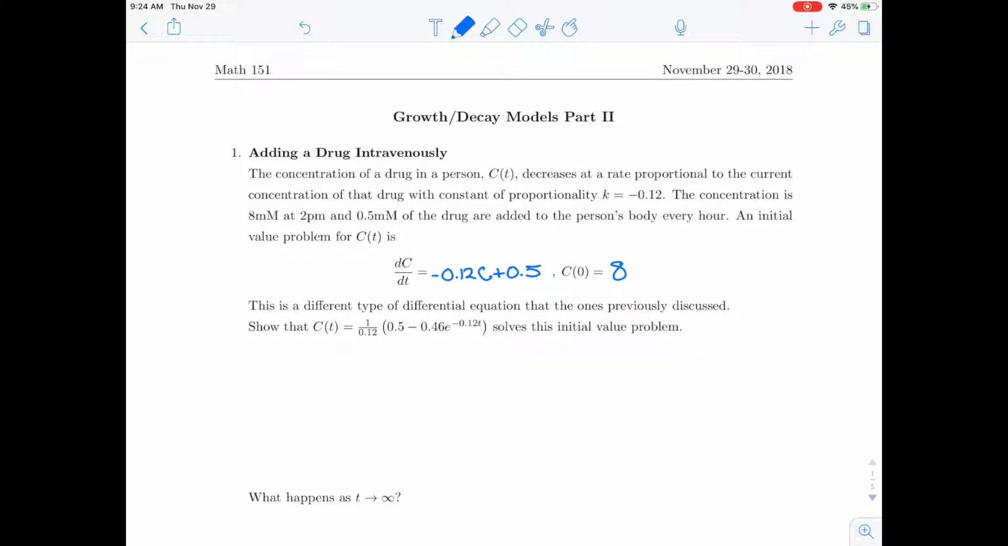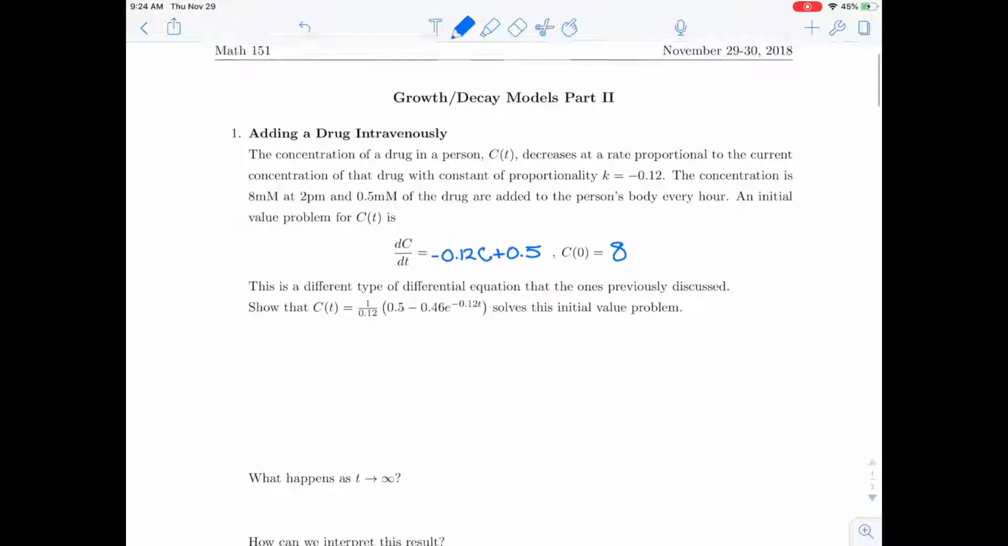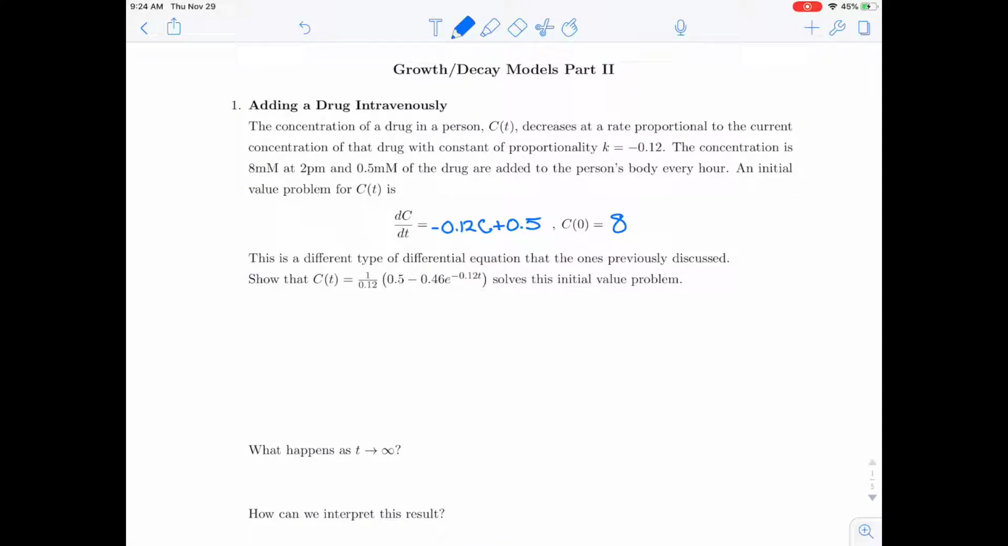Instead of trying to figure out how to solve this problem, I'm going to give you the solution, and we're going to verify that that is the solution so that we can then use that information to help us come up with an informed way to solve this differential equation. So I want to show that C of t equals 1 over 0.12 times (0.5 minus 0.46 e to the negative 0.12 t) solves that initial value problem.